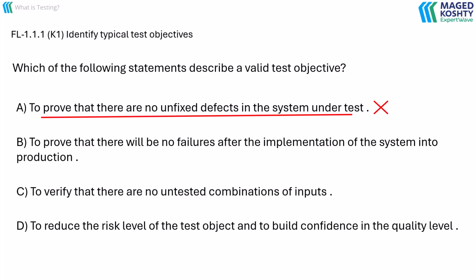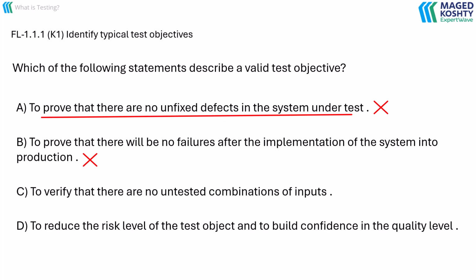Option B, to prove that there will be no failures after the implementation of the system into production. This could be against the first principle as well. However, this is against the 7th principle. Absence of errors is a fallacy, as we are talking about finding defects after production, which means that the defect is most likely found by the customer.